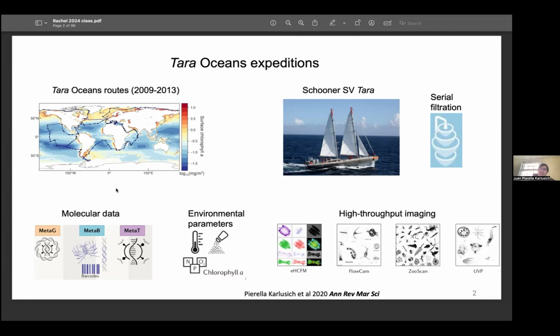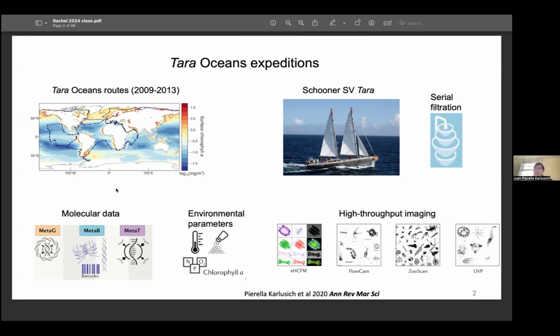And these plankton samples were then analyzed in order to generate both molecular data as well as high throughput imaging data. The molecular data included DNA and RNA sequences, and the different types of high throughput images, including high throughput confocal microscopy, optical microscopy, as well as other technologies.